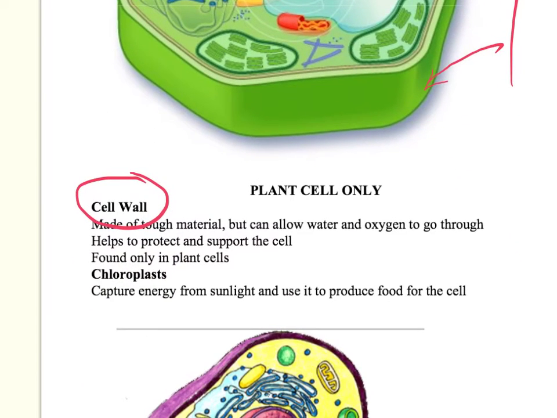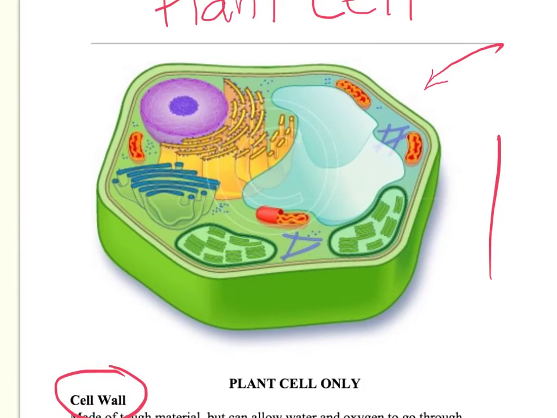And as I've written here, the cell wall is made of really tough material. It allows water and oxygen to go through, and later on in the next couple of weeks we're going to learn about photosynthesis. It protects the cell, it supports the cell, and it's found only in plant cells. So the cell wall that you see here is found only in plant cells. Let me draw it again here. So this is the cell wall.